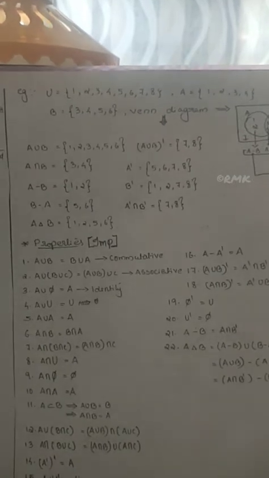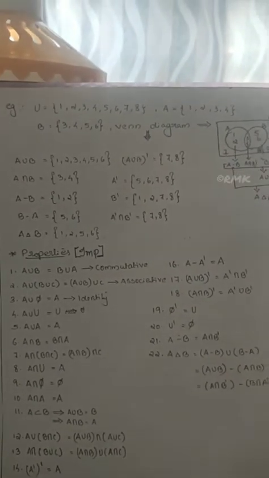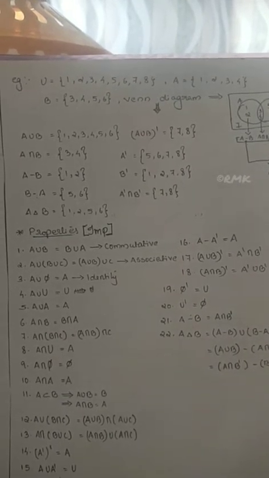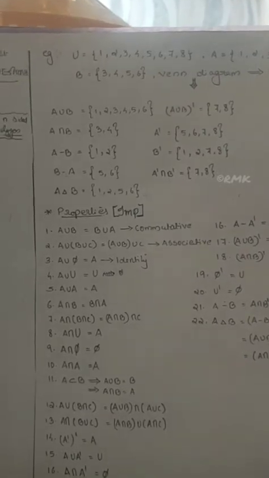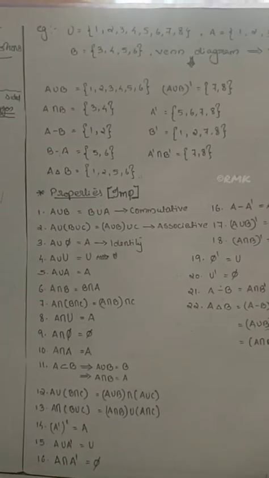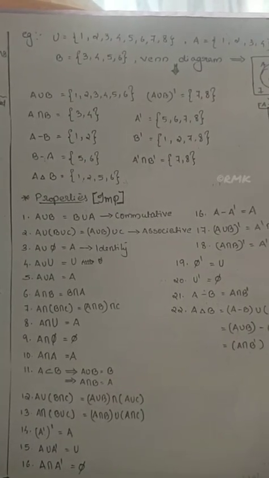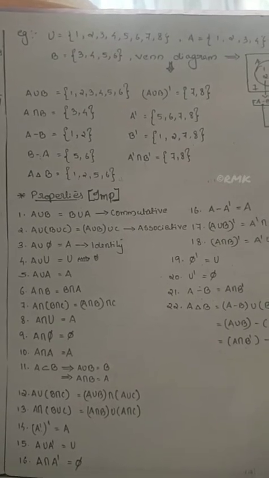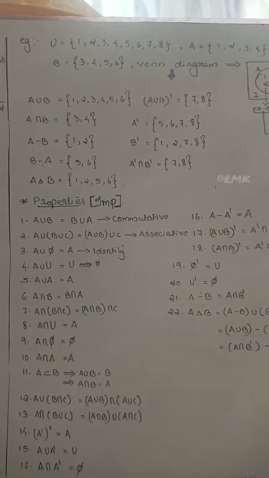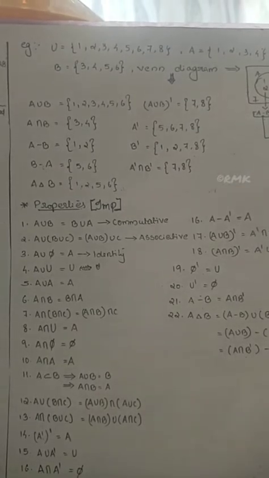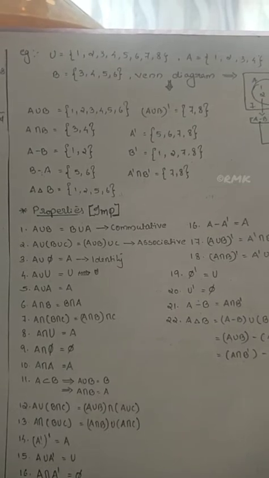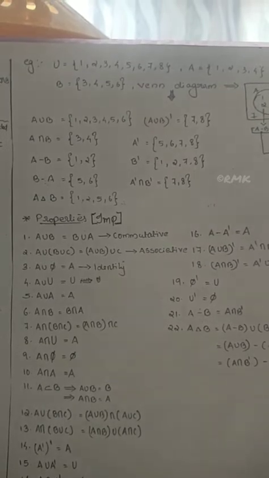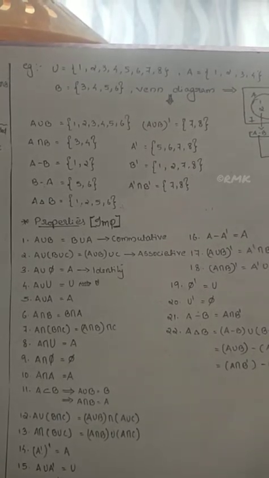Example: U is equal to the set 1 2 3 4 5 6 7 8, A is equal to 1 2 3 4, B is equal to 3 4 5 6. A union B is all the elements of A and B, that is 1 2 3 4 5 6. A union B complement contains the elements of U not contained in A union B, that are 7 and 8.